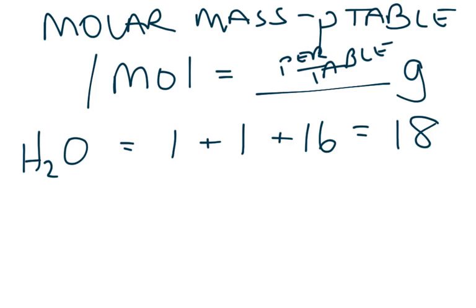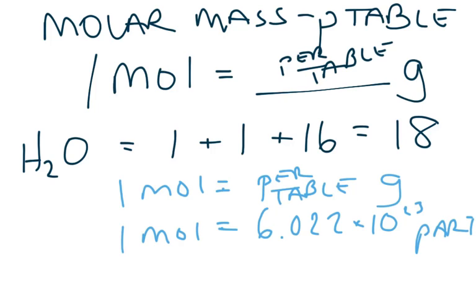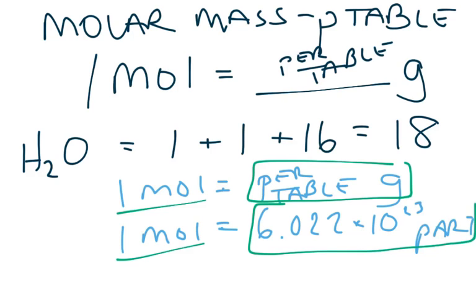And that allows us to now have two conversion factors. We have 1 mole is equal to the number of grams off the periodic table, and we know that 1 mole is equal to 6.022 times 10 to the 23rd atoms, pieces, particles, molecules, whatever. So y'all know enough about math. If 1 mole is equal to this, and 1 mole is equal to this, then that means these two are also equal to each other.